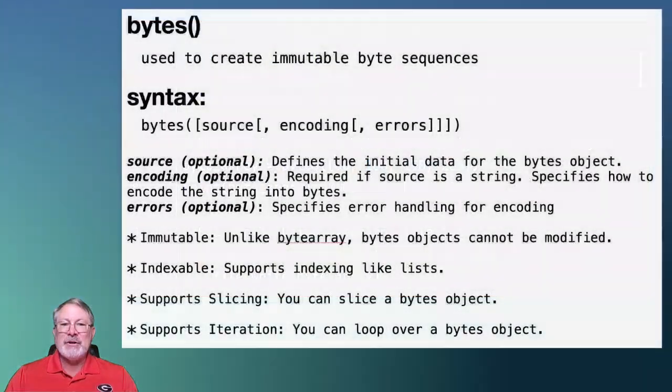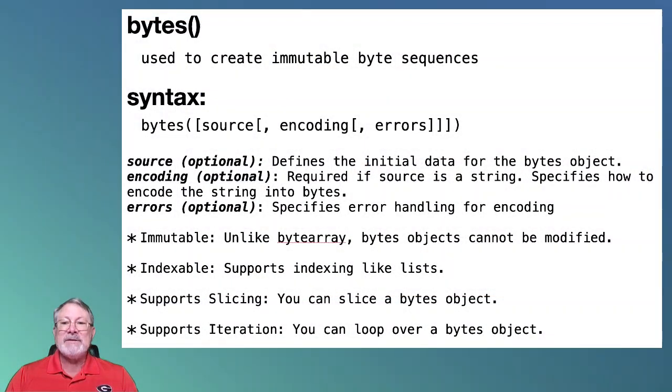The bytes function in Python creates a new bytes object, which is an immutable sequence of bytes. The syntax is bytes(source, encoding, errors), where source can be a variety of data types including strings, integers, and iterables. Encoding and errors are used specifically when converting a string to bytes.